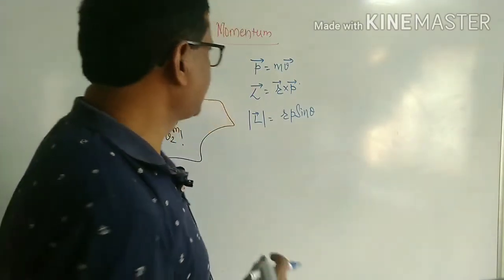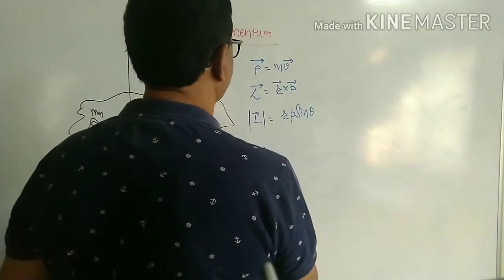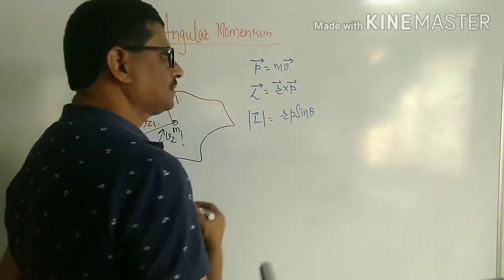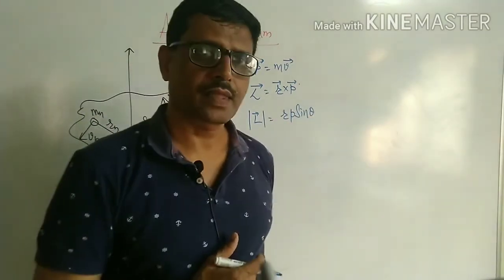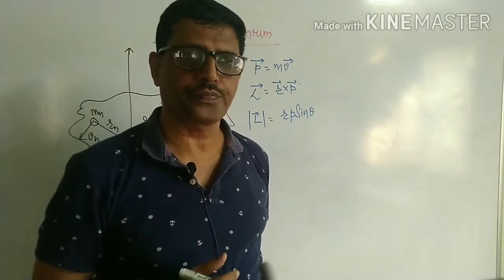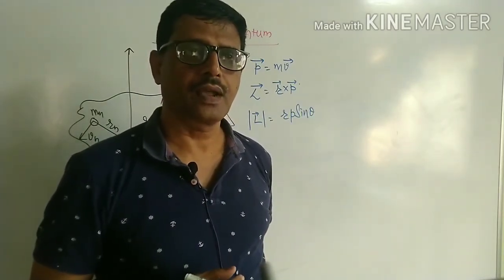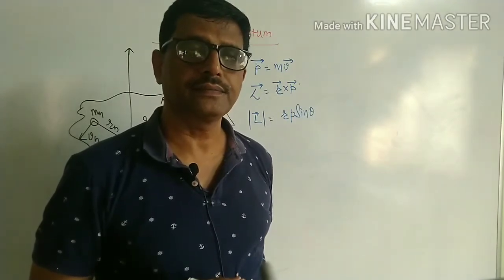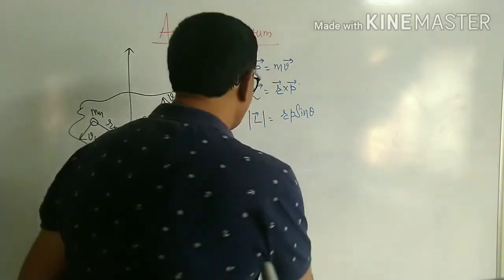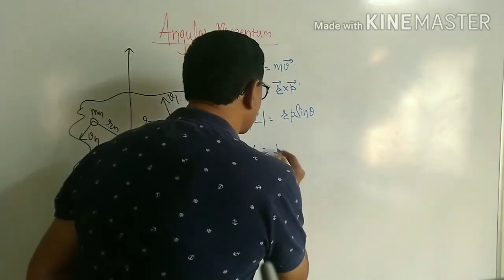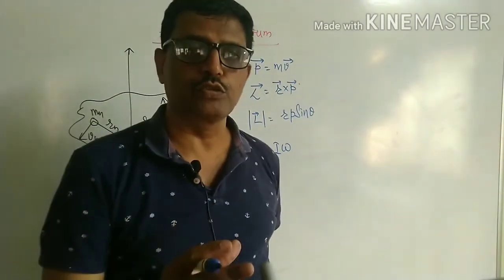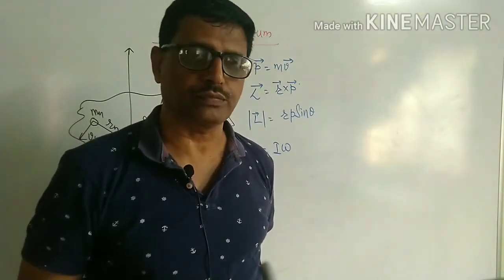The unit of linear momentum is kilogram meter per second, and the unit of angular momentum is kilogram meter square per second. How is it so? This angular momentum is also equal to the product of moment of inertia and angular velocity. How is it so? These two things are to be studied now.